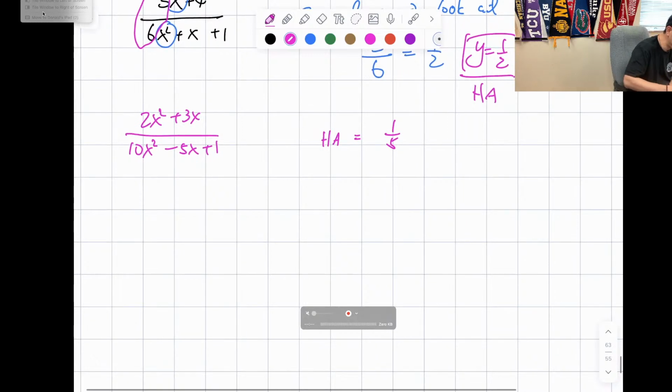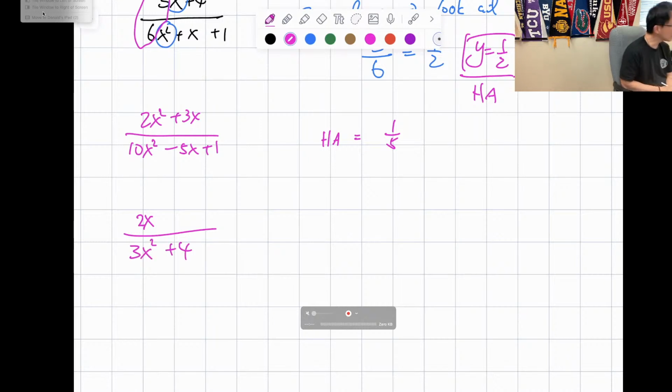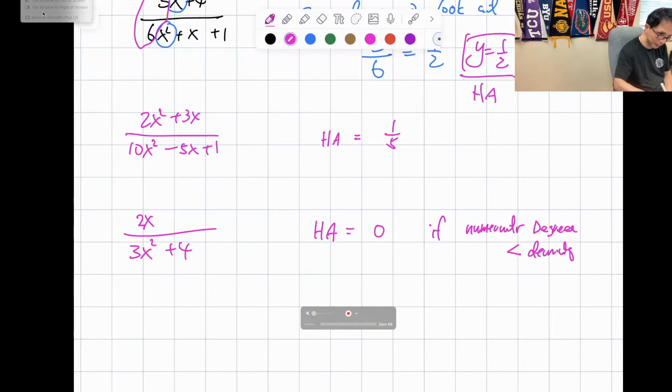Now, what if the numerator degree is less than the denominator? Let's say 2x over 3x squared plus 4. This one, horizontal asymptote is always 0. If the numerator degree is less than the denominator, then it will be 0 all the time. Always 0.